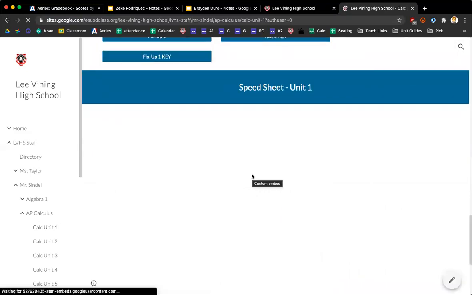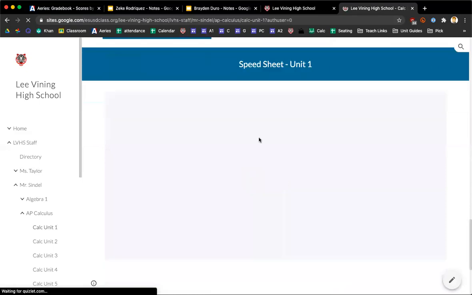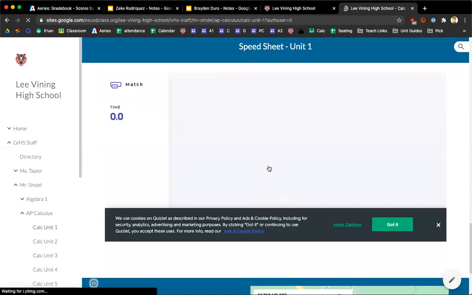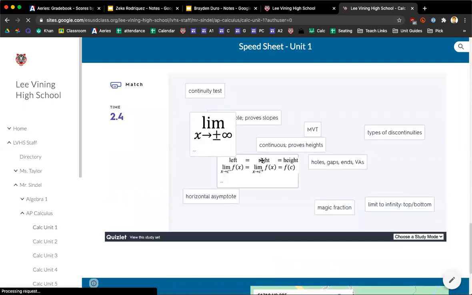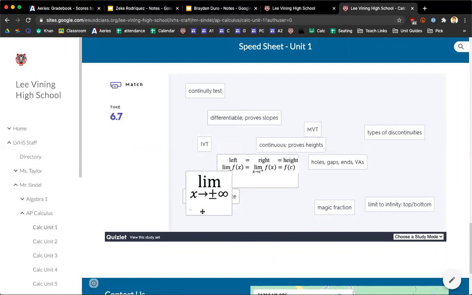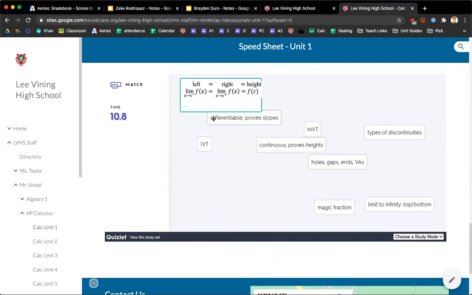After today, you have learned every single thing on the speed sheet. We're just going to do a little bit of review tomorrow. Then you're going to start doing the matching game. Limit as x goes to plus or minus infinity, that is a horizontal asymptote. So I come down here, horizontal asymptote. This is your continuity test, match with continuity.